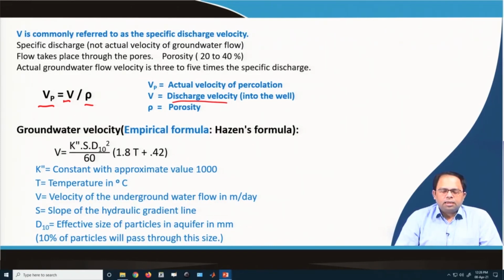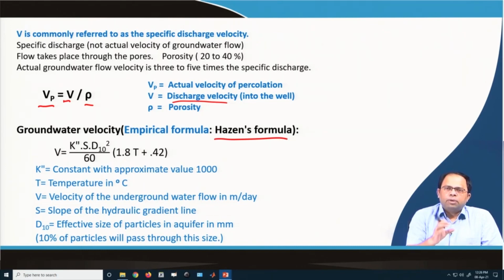Now, there are certain empirical formulas which have also been derived through experiments, to determine groundwater velocity inside soil, and one of those is Hazen's formula, where V is equal to K dash into S into D10 whole square divided by 60 into 1.8 T plus 0.42. Now, what are these values? We can see that V is proportional to, so there is some effect of T, which is temperature. If you remember, we were saying that flow happens and permeability is defined at 15 degrees centigrade. So, temperature plays a role.